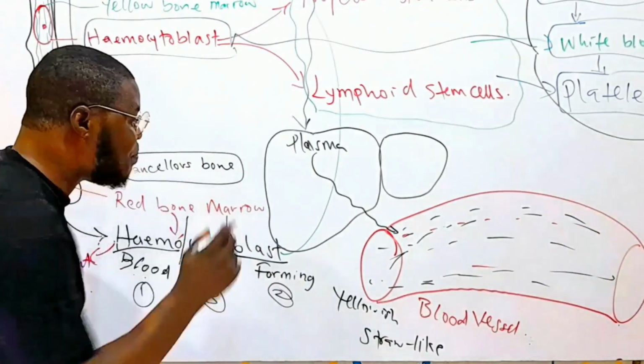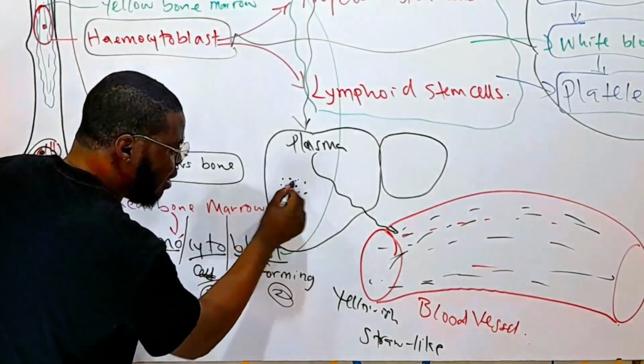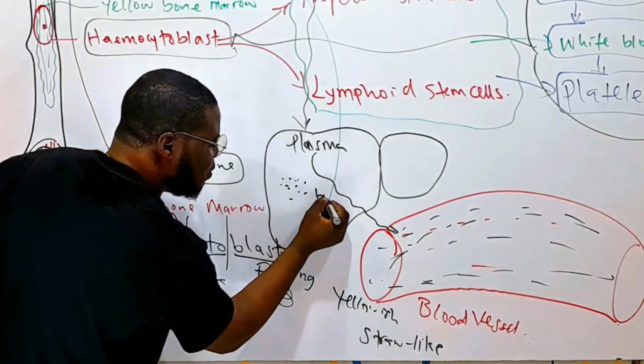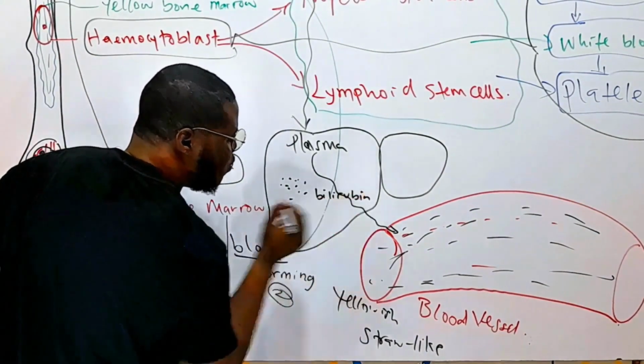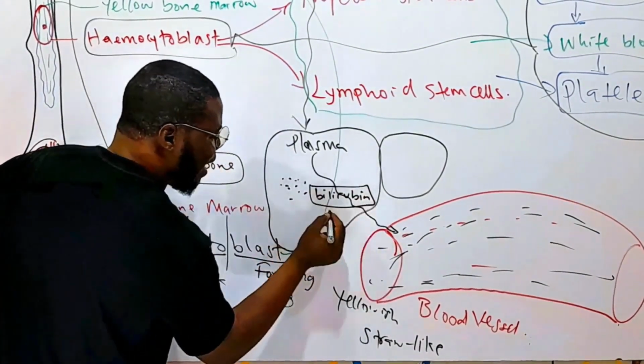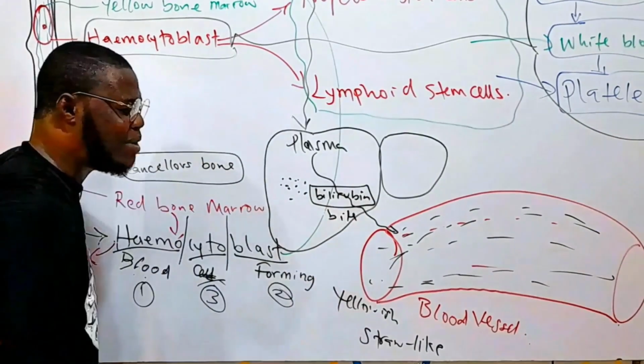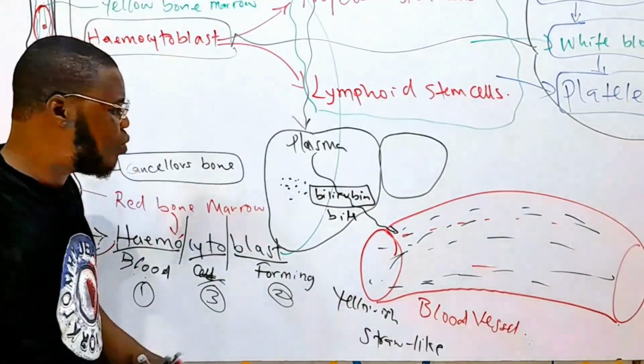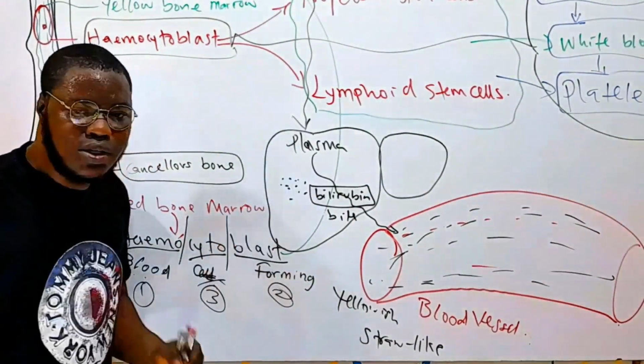It is because when the plasma is being formed inside the liver, it mixes with a little bit of bilirubin. And bilirubin is a component of bile. So if you do not know that, forget about it for now. Just know that bilirubin is the one responsible for giving the plasma its color.